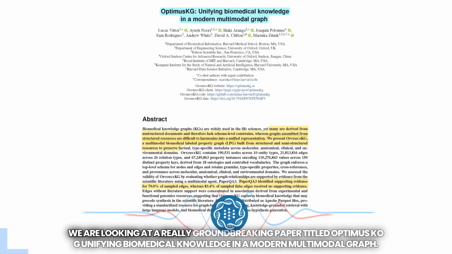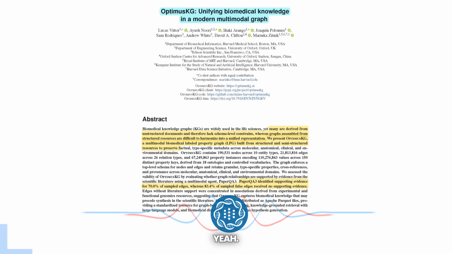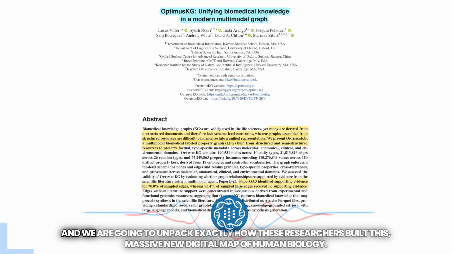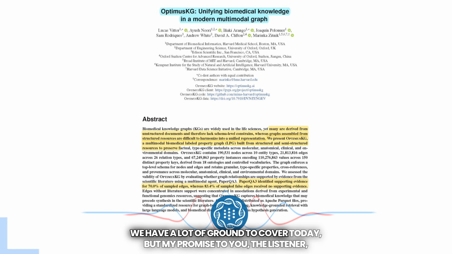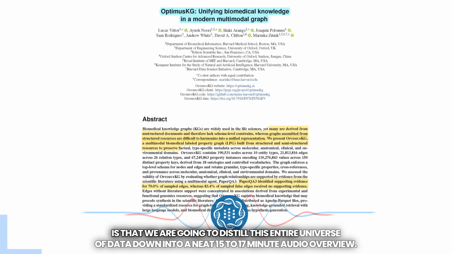We are looking at a really groundbreaking paper titled OptimusKG, Unifying Biomedical Knowledge in a Modern Multimodal Graph. And we are going to unpack exactly how these researchers built this massive new digital map of human biology. It's a massive undertaking. We have a lot of ground to cover today, but my promise to you, the listener, is that we are going to distill this entire universe of data down into a neat 15 to 17-minute audio overview.